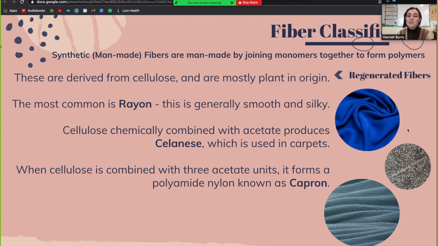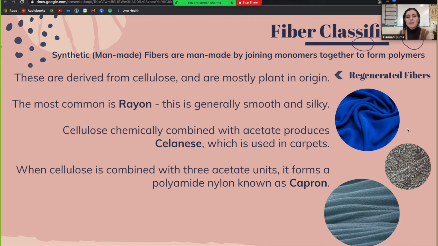So going into synthetic or man-made fibers, these are essentially made by joining monomers together in order to form polymers, and these are all created in the lab. So we can tailor these to whatever purpose that we want to tailor them towards. So there's quite a few different kinds of synthetic fibers. First, we're going to talk about regenerated fibers. So these are derived from cellulose and are mostly plant in origin. They've just gone through some chemical processing that changes the property of them for their desired purpose.